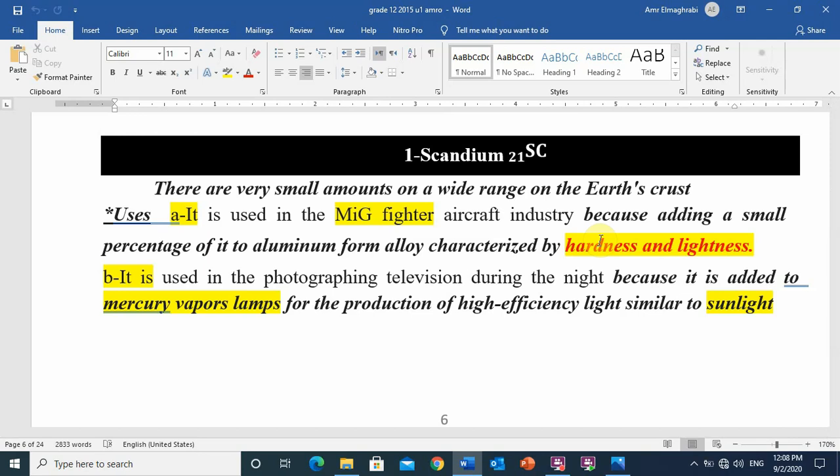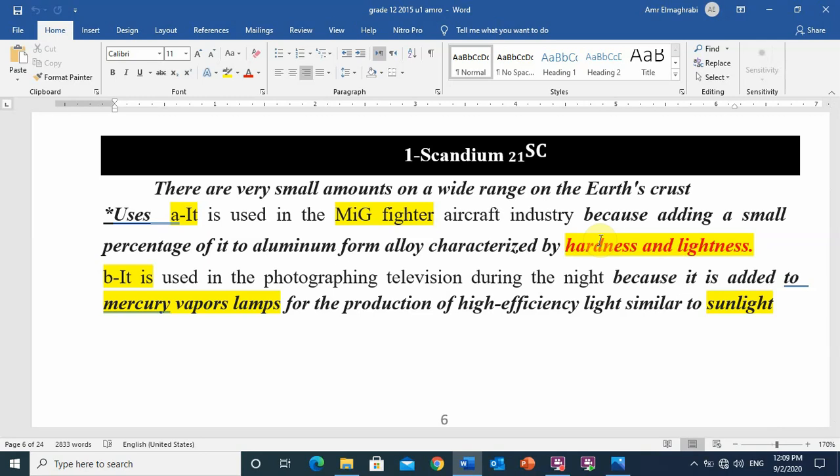The second use of scandium, it is added to the mercury vapor lamp, which gives a light close to artificial sunlight. This is used in photography for television and movies when they are doing photography at night and they want to make the photo look like day or sunlight. So they use a mercury vapor lamp which contains scandium. It gives a very strong light like sunlight.